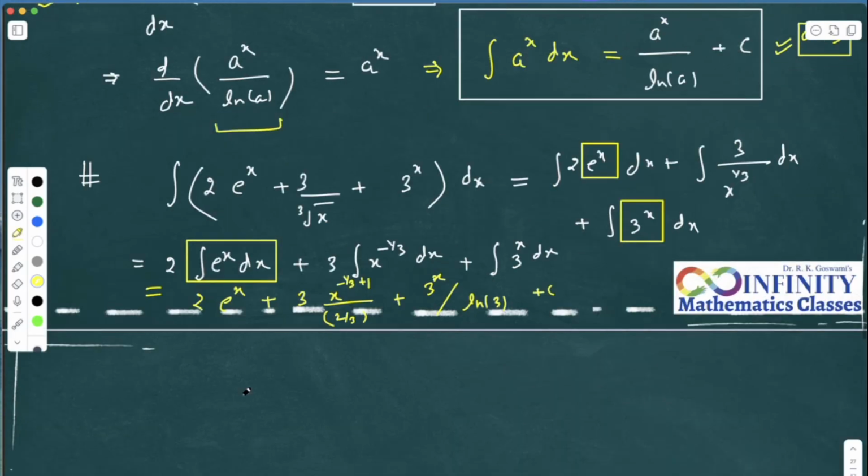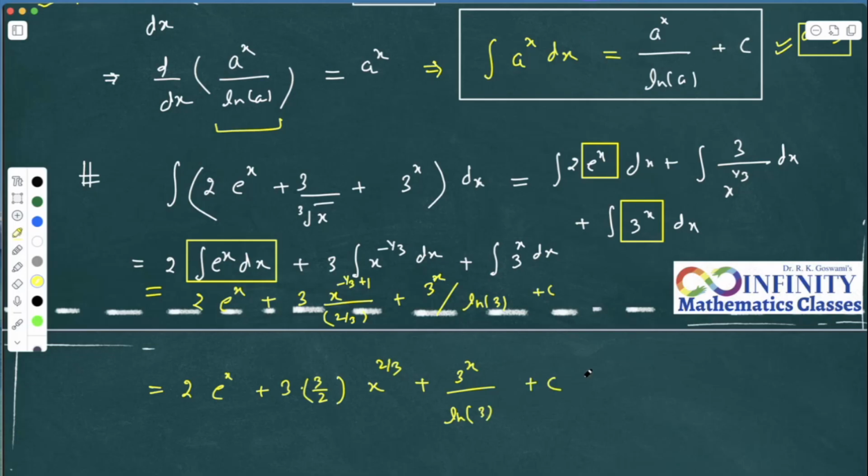Now just write down in a final format and you're done with it. It is 2 exponent x plus 3, whatever in the denominator, multiply by the reciprocal of that, that is 3 by 2. Exponent how much? It should be 2 by 3. What it should be? It is 3 power x upon ln 3. I will keep it as it is only. And plus c, this is what your integration is.